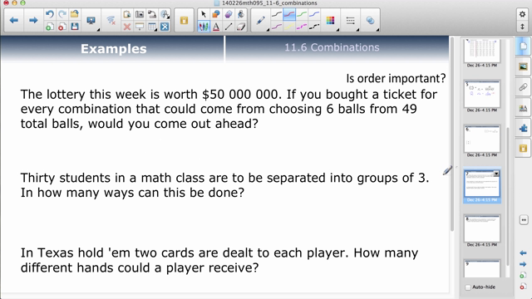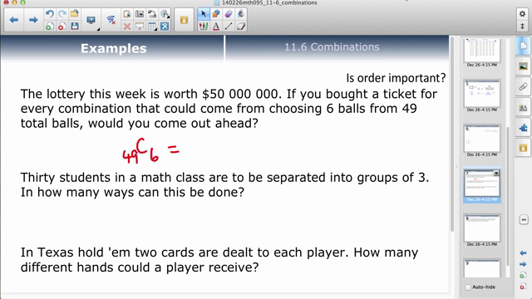But here's some examples. Lotto, 6 balls from 49. So how many ways could you do that? On your calculator, you could go 49, choose 6. We're choosing because the order that the balls come out in doesn't matter. So it'd be 49, choose 6. Let's just see what that comes out to.